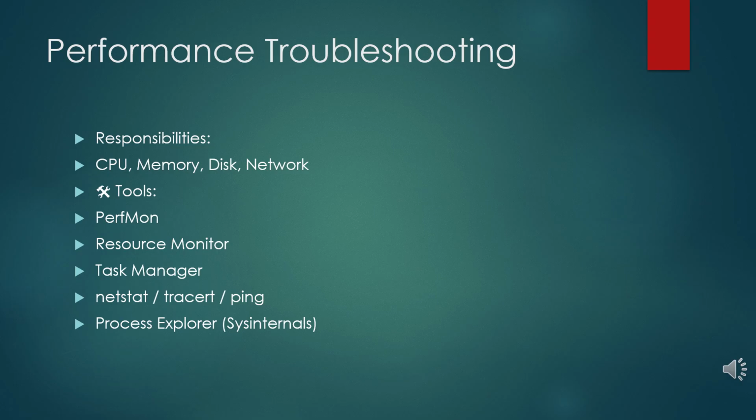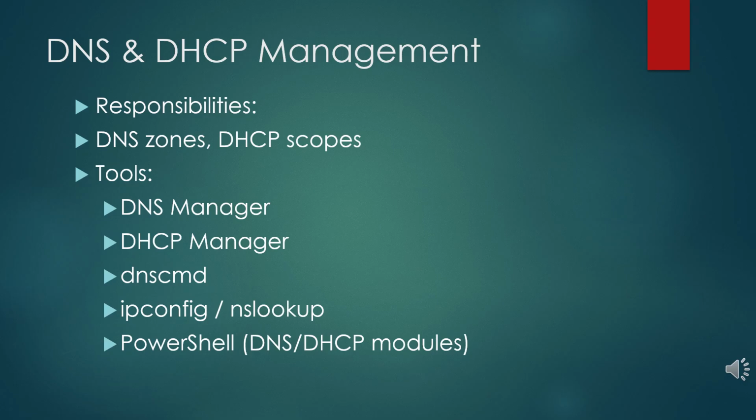Because in real time, quick and accurate troubleshooting is the key to maintaining system stability and user satisfaction. Now let's talk about DNS and DHCP management, which are two of the most critical services in any enterprise environment. In simple terms, DNS is responsible for name resolution, and DHCP is responsible for IP address assignment. Without these two services, systems cannot communicate properly, and users will not be able to access applications, servers, or even the internet. Let's start with DNS.